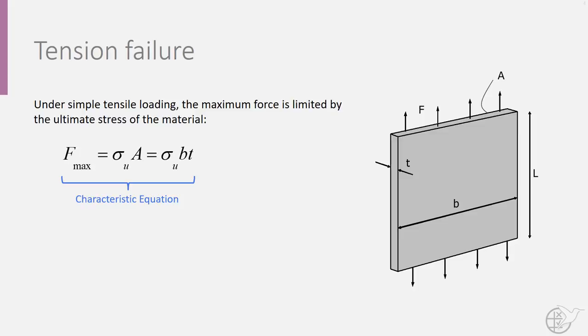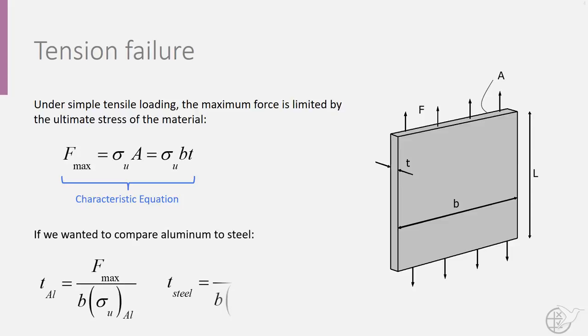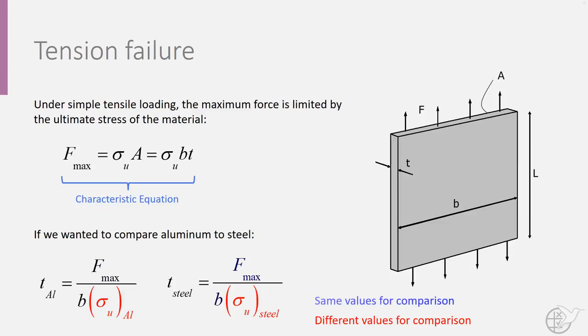If we want to compare two materials for our design, we can use the characteristic equation. Let's say we want to compare an aluminum alloy to steel. We know these materials will have different ultimate strengths, so we can substitute in the values for these two materials in order to compare them. No matter what material we choose, we want to achieve the same structural capability, so F max will be the same for both materials. Similarly, the width of the plate will be the same as it is dictated by the size of the wing. So as a result, we would obtain two different thicknesses for the plate. The different thicknesses for these two materials, combined with the different densities of the materials, would mean that the weight of the aluminum and steel plates would be different for the same F max.